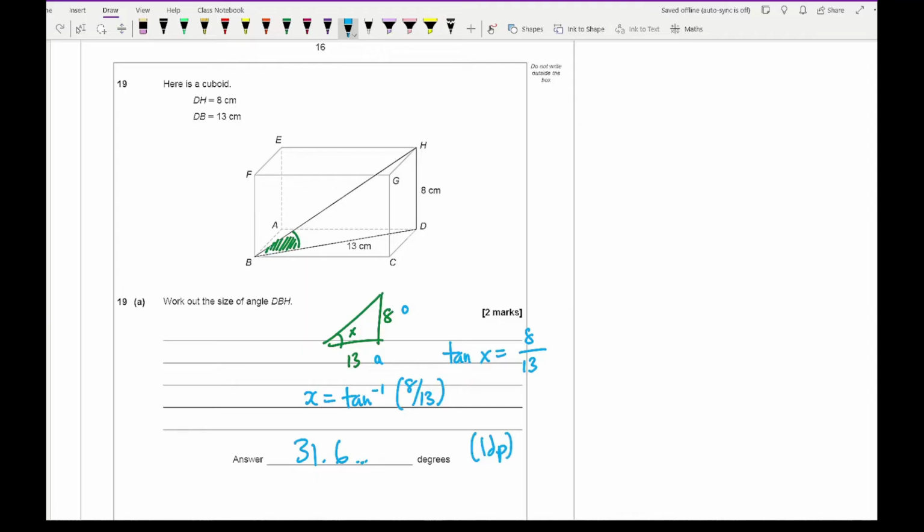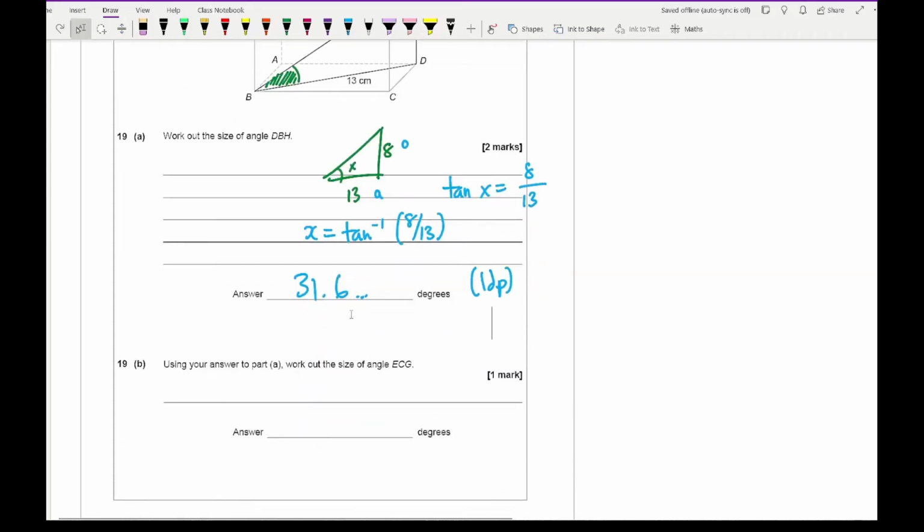Now because there's no rounding stated, if they didn't state what they want it rounded to, you could just write down whatever's on your calculator and that would be absolutely fine. But I certainly would have at least one number after the decimal point.